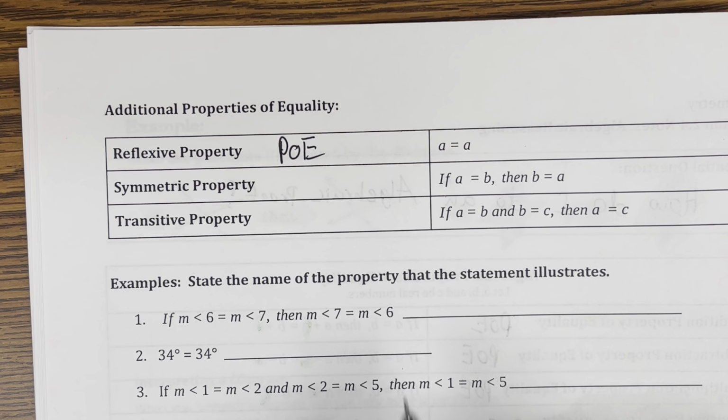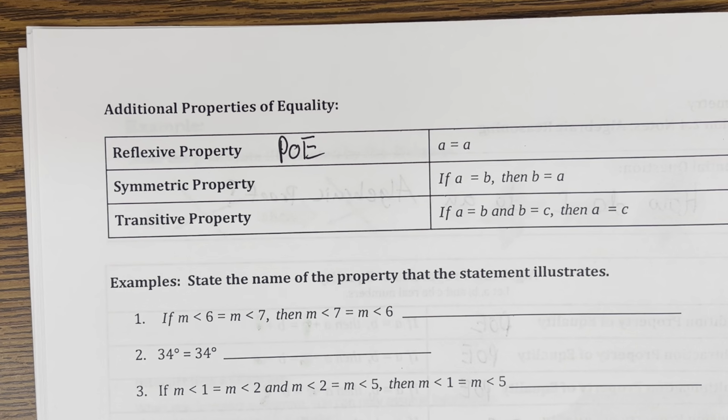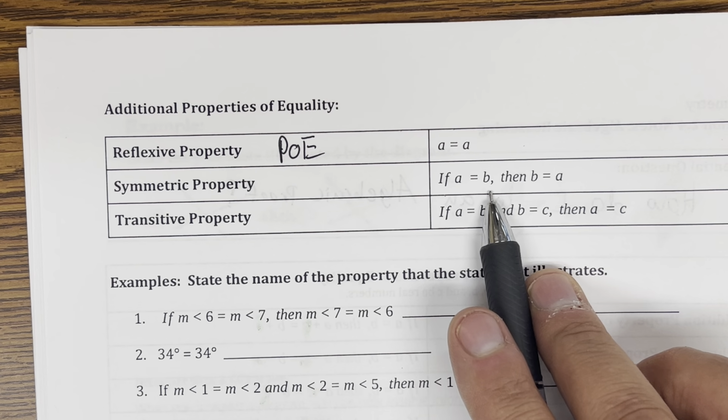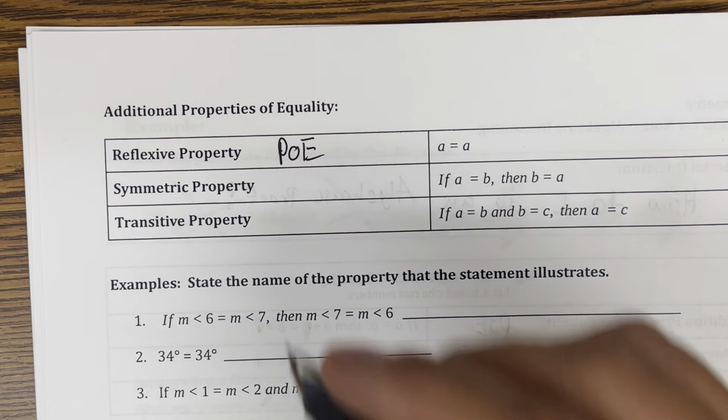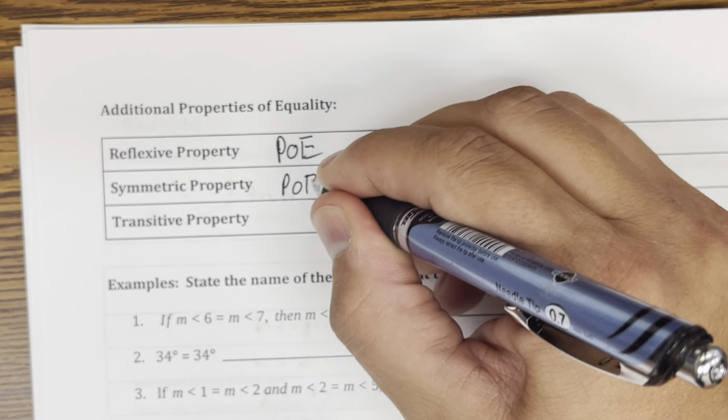All right. The symmetric property states I can flip the order of something. If A is equal to B, then B is equal to A. We can switch the order. And these are all with equal signs. And the transitive property, this is probably a big one. It's kind of like substitution.